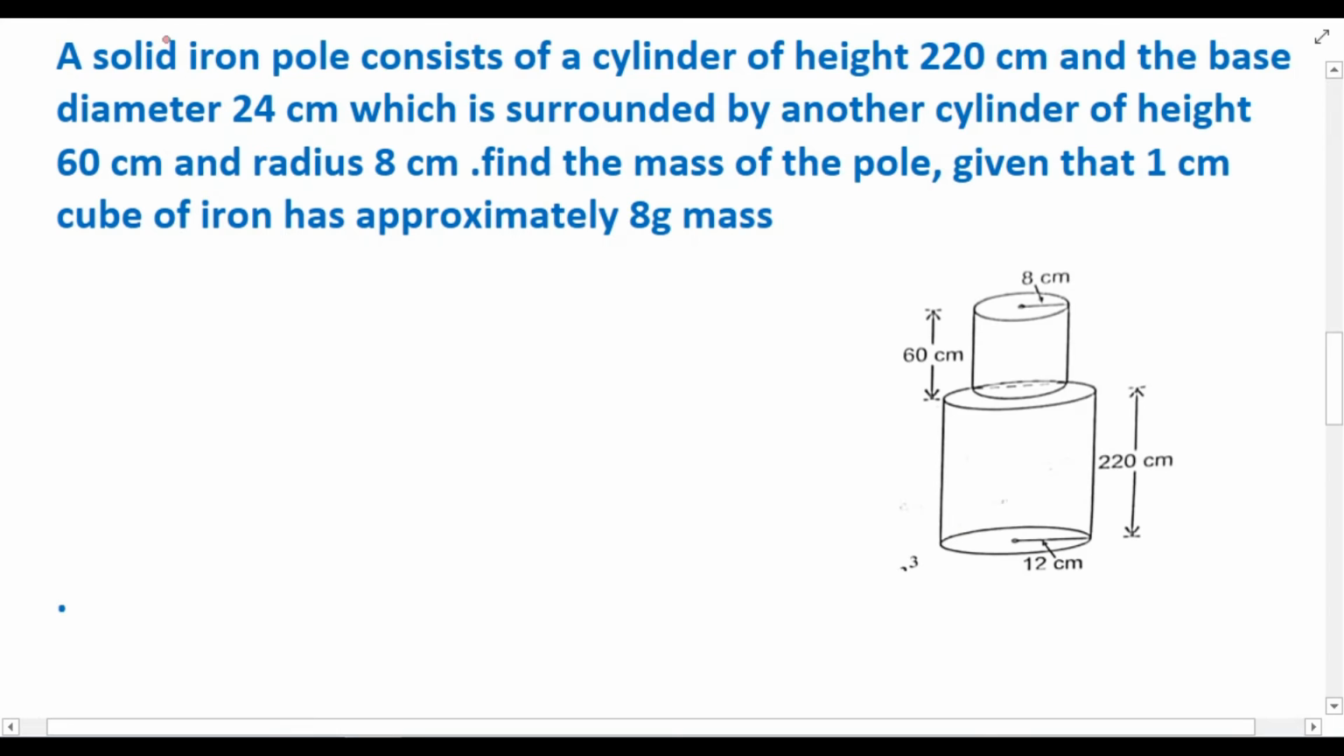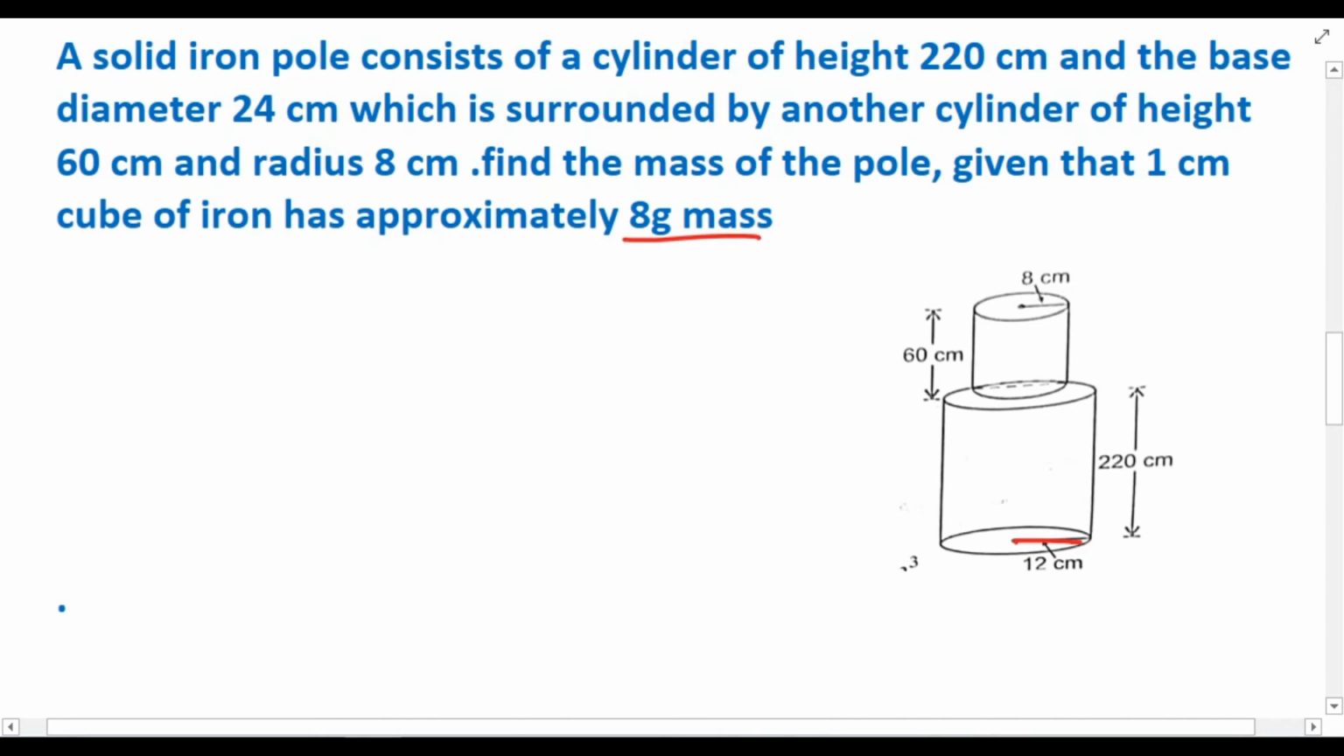Now next, a solid iron pole consists of a cylinder of height 220 centimeter and the base is 24 centimeter diameter. So the height is 220 centimeter and the diameter is 24, so the radius will be 12 centimeter, which is surmounted by another cylinder, and the height of the cylinder is 60 and the radius is given as 8. We need to find the mass of the pole, given that 1 centimeter cube of iron has approximately 8 gram mass.